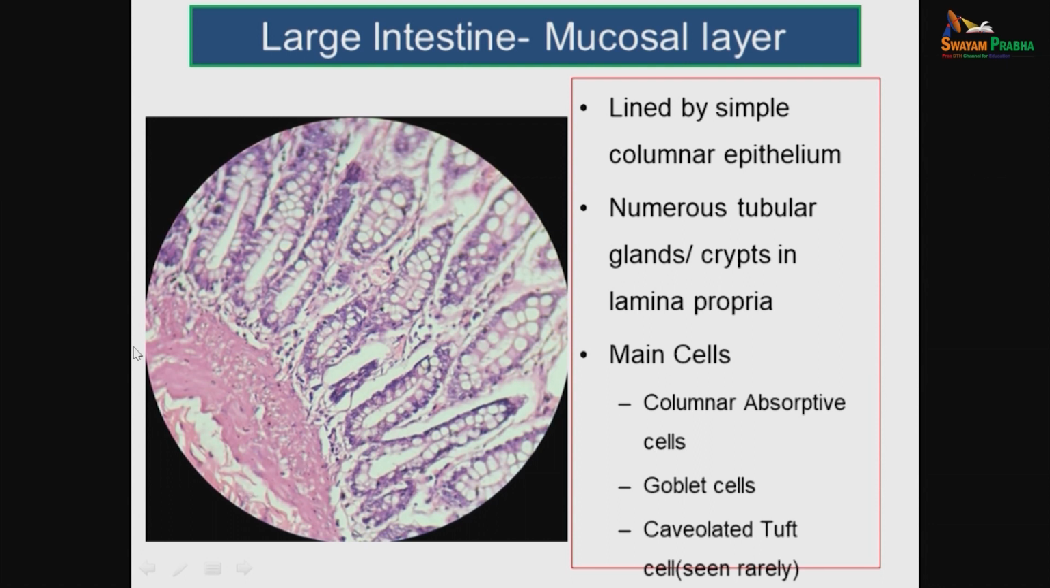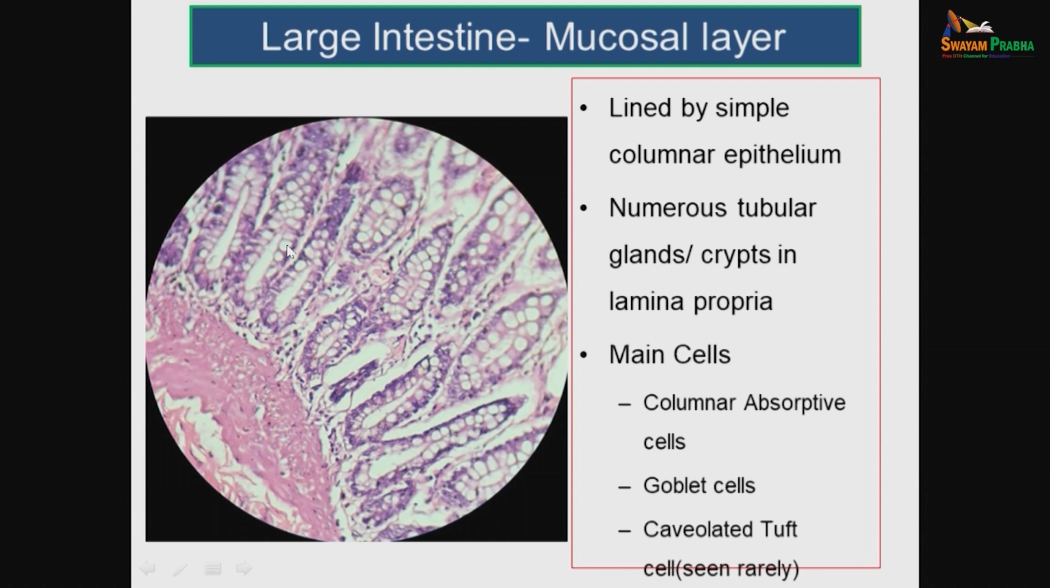The cells that are present in the simple columnar epithelium, though we call it columnar epithelium, there are 2 types of cells present in the epithelium. One is the columnar cells, the main columnar cells, because the function of the large intestine is absorption of water. They are called columnar absorptive cells. And the second type of cells present are the goblet cells. In this picture, you see the white pale cells, empty cells. Those are the goblet cells without anything inside.